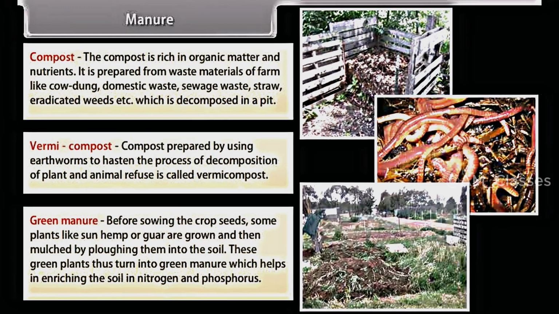Green manure. Before sowing the crop seeds, some plants like sun hemp or guar are grown and then mulched by plowing them into the soil. These green plants thus turn into green manure, which helps in enriching the soil in nitrogen and phosphorus.